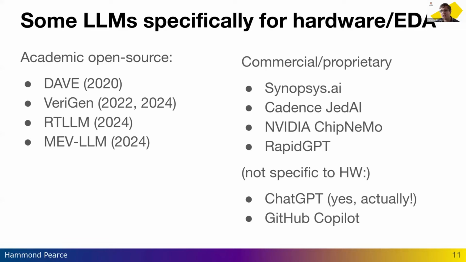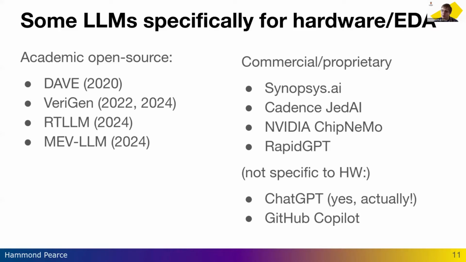And there's now actually an increasing number of models that are trained particularly for hardware. And again, by training, what we mean is that in that training corpus where they learned over all of the text, there was just a fair amount of hardware stuff in that text. Okay, so there's some academic open source models like Dave and Verilog, which have come out of research done by my team. There's also other models like RTLLM and MEVLLM that have come out of other research groups. And I encourage you to look at their work too, because it's super interesting.